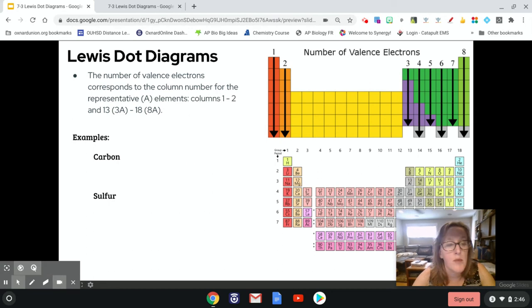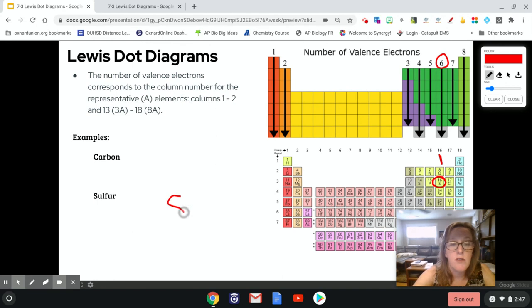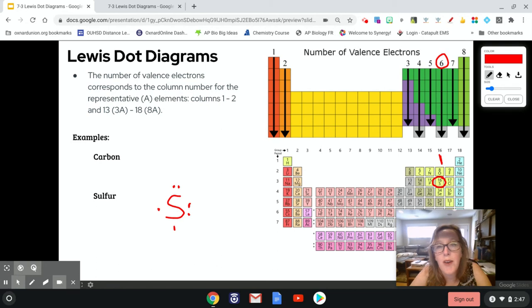Here's one last example. For sulfur, we're going to find sulfur on the table and look at what column it's in. It says 16, but I know that that can be considered column 6 because it's going to have 6 valence electrons. So I draw my element symbol and start putting dots. 1, 2, 3, 4, 5, 6. Notice I stayed neat about it around the four sides of the element symbol. So pretty simple. Hope that was helpful.